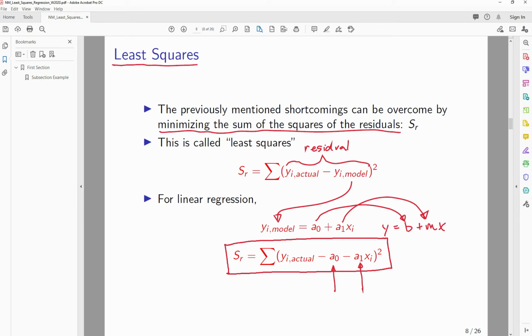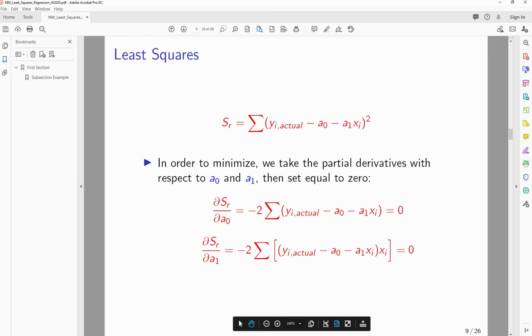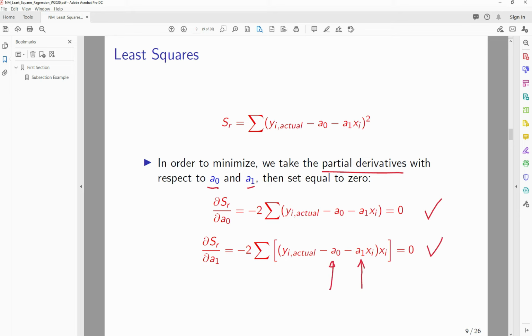If we have two unknowns and only one equation, we got to do something to find that second equation. We find that second equation by taking partial derivatives with respect to those two unknowns, a0 and a1, and then we set them equal to 0. Again, this is from early days in your calculus where we want to find that minimum point. And so we set something equal to 0. And then if we can find the solution to that value, well, that will be the value that minimizes that particular function. As a result, if we take the partial derivative of SR with respect to a0, we get this right here. And if we take it with respect to a1, we get this equation right here.